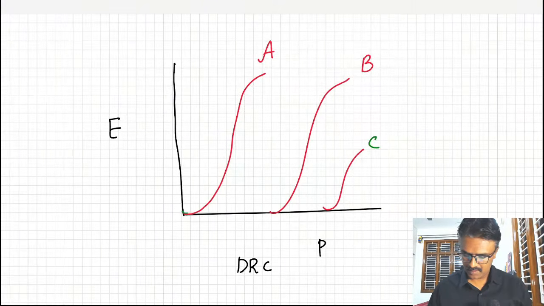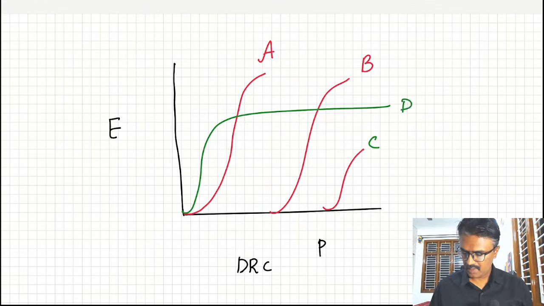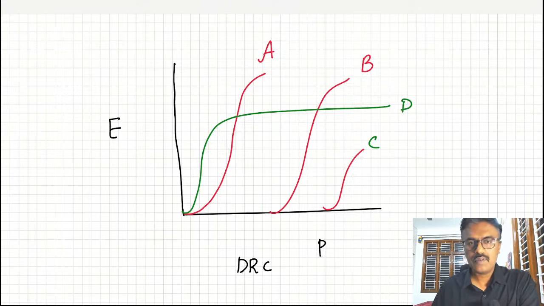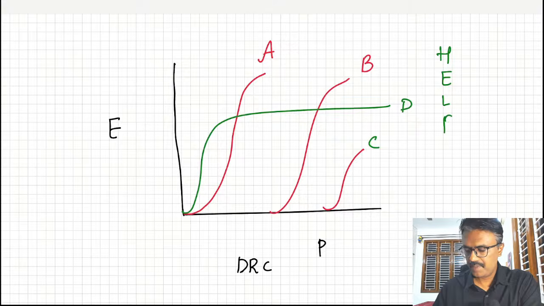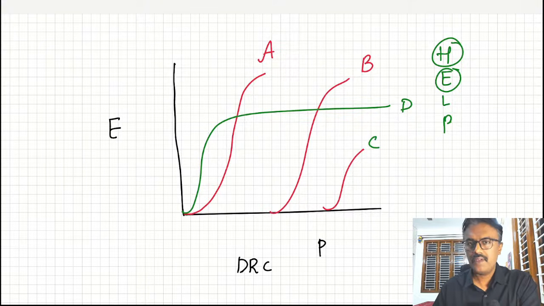C, D. Now tell me, among A, B, C, D, which one is more potent? Tell me the drug which is more potent. Yes, you got it, Jovid James. Very good. So whenever you check for efficacy, check the height. First, let us tell the efficacy.